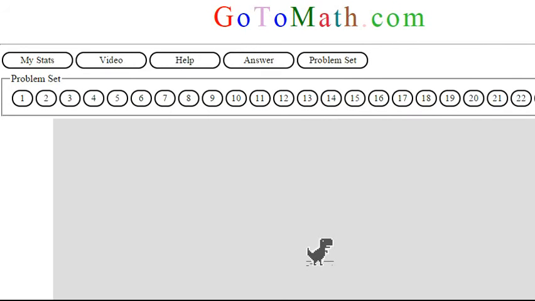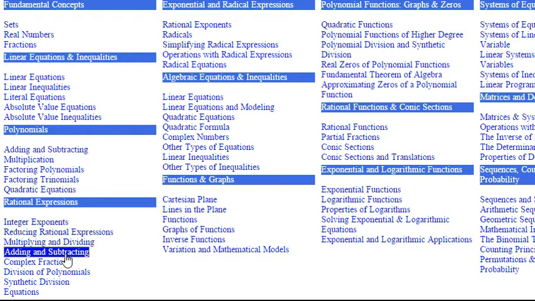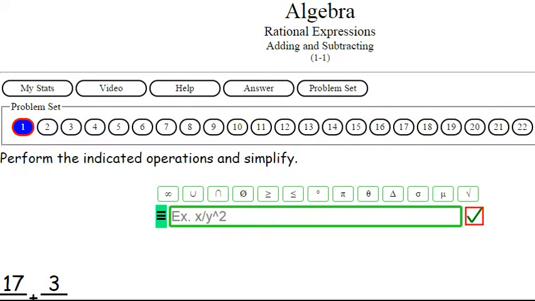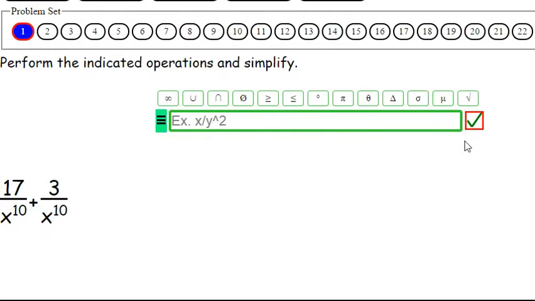Okay, we're going to go to math.com, click on the algebra. Let's go down to adding and subtracting rational expressions. And we'll have to fill that in. Perform the indicated operations and simplify. So we got 17 over x to the 10th plus 3 over x to the 10th power.